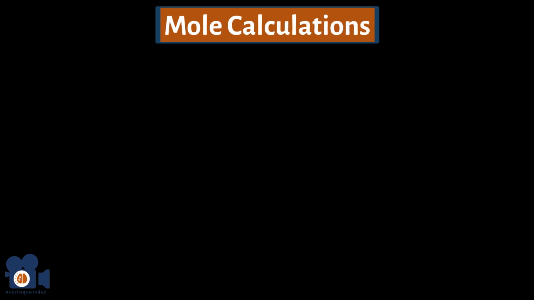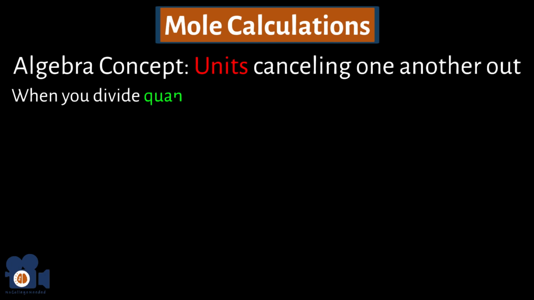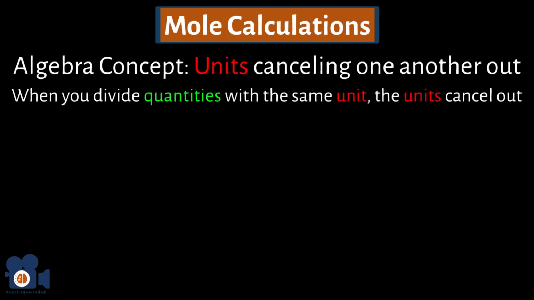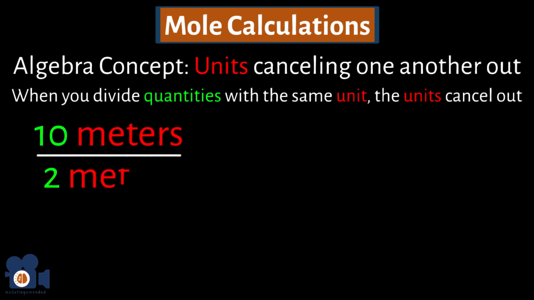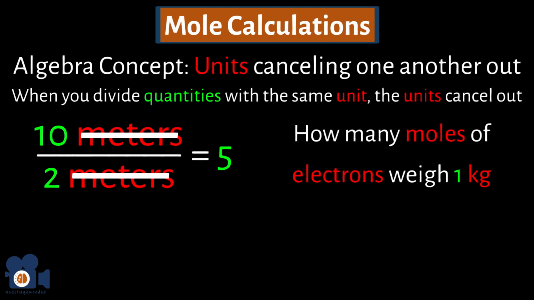The only thing you need to know is the algebra concept of units canceling one another out. When you divide quantities with the same unit, the units cancel out, leaving a dimensionless number. For example, if you divide 10 meters by 2 meters, the meters cancel out, leaving you with the number 5, which is dimensionless.